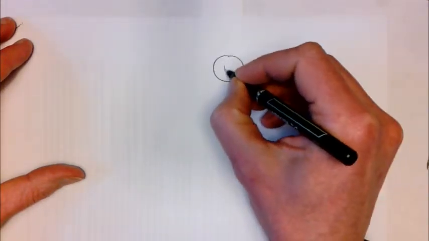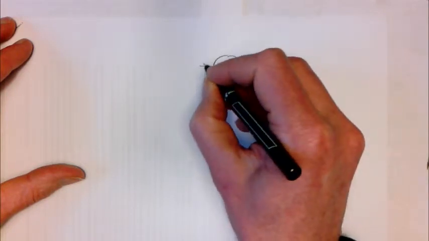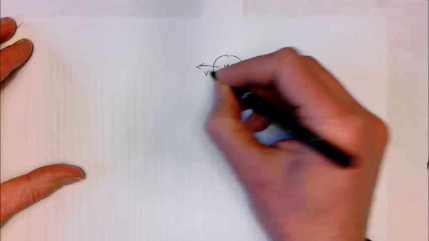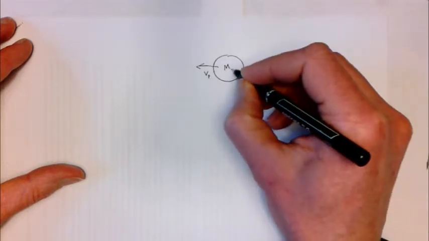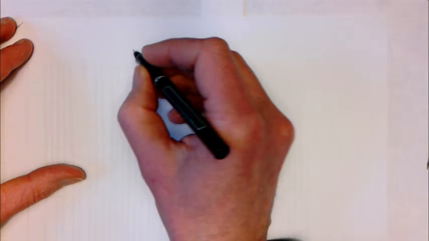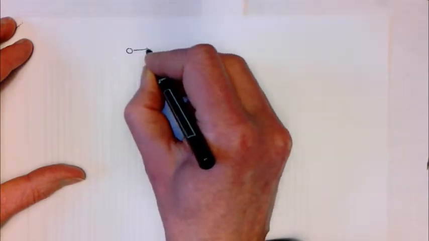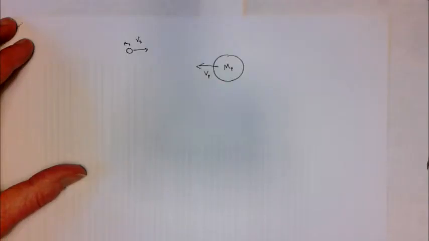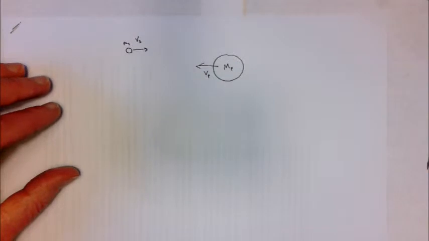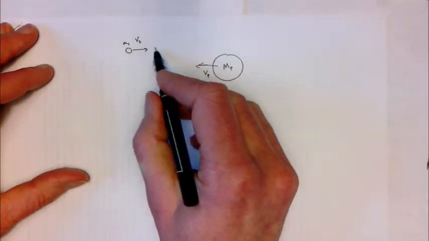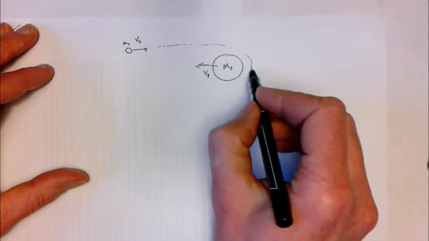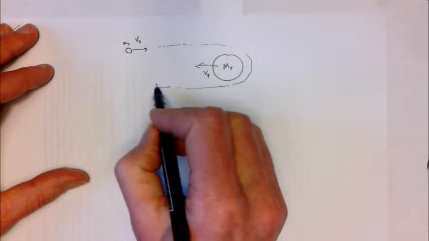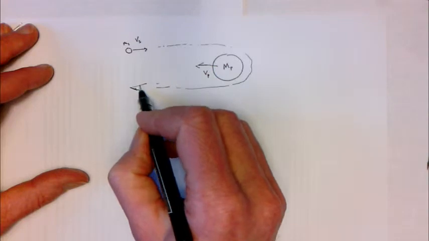I'm going to imagine I have a planet here. The planet has a mass m, and it's traveling to the left with some velocity, I'll say v sub p. And I've got a spacecraft here that's traveling to the right with some velocity v sub s and a mass m sub s. What I'd like to have happen is for this spacecraft to orbit around the planet and then exit back out, going in the opposite direction, but hopefully at a much higher speed than it was traveling originally.